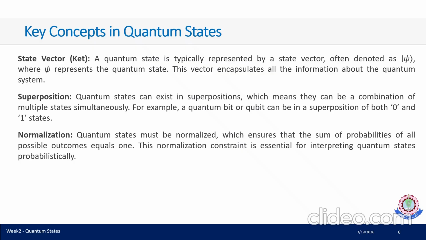Superposition. Quantum states can exist in superpositions, which means they can be a combination of multiple states simultaneously. For example, a quantum bit or qubit can be in a superposition of both 0 and 1 states. Normalization. Quantum states must be normalized, which ensures that the sum of probabilities of all possible outcomes equals 1. This normalization constraint is essential for interpreting the quantum state probabilistically.